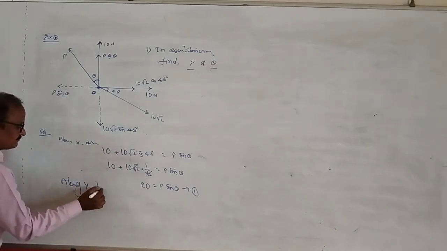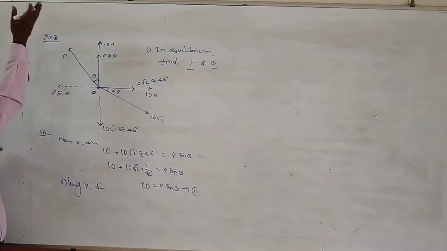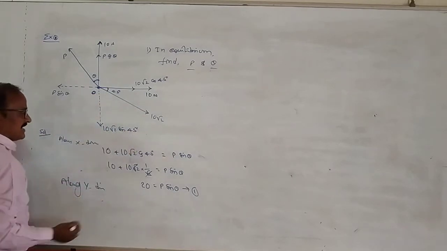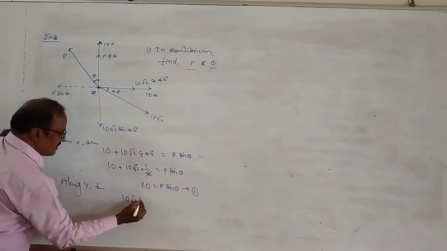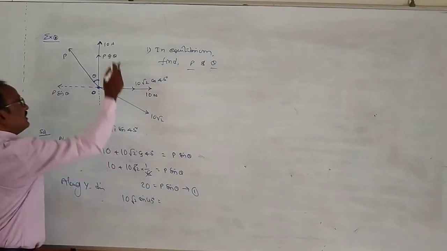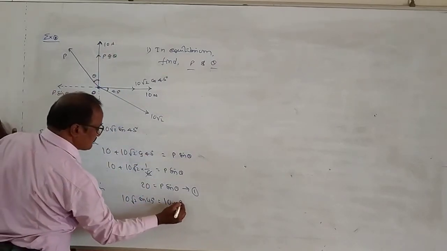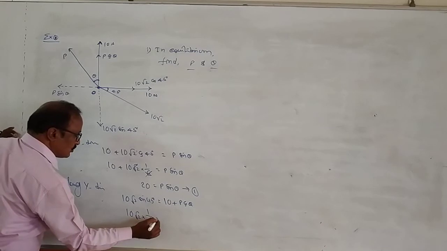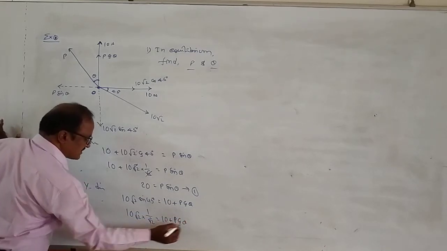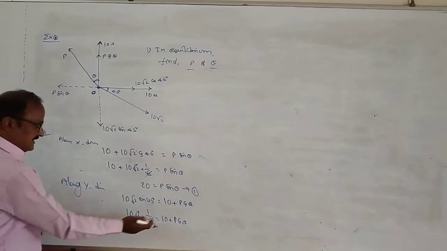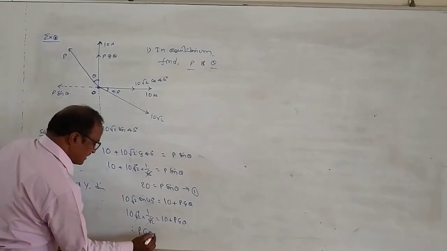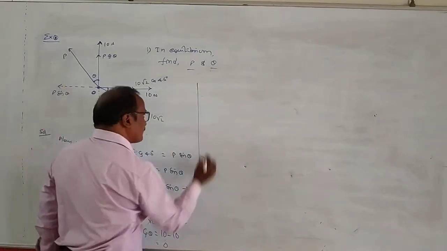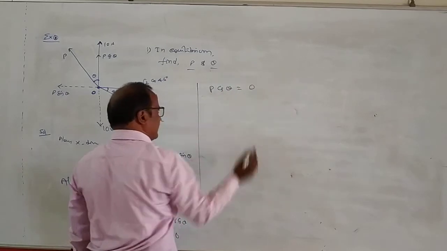Along the y direction, the sum of the forces acting in the upward direction is 10 plus P cos theta. In the downward direction it is 10 root 2 sin 45. That means 10 root 2 sin 45 is equal to 10 plus P cos theta. Again 10 root 2 into sin 45, which is 1 by root 2, is equal to 10 plus P cos theta. Root 2 cancels. So P cos theta is equal to 10 minus 10, and 10 minus 10 is 0. Therefore, P cos theta is equal to 0.